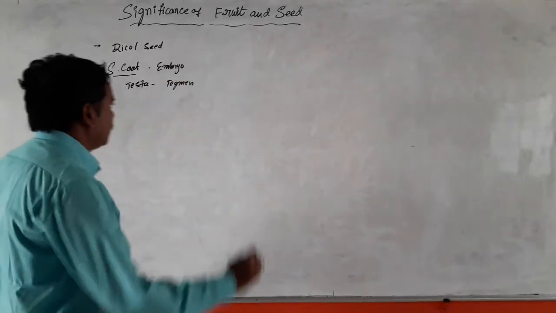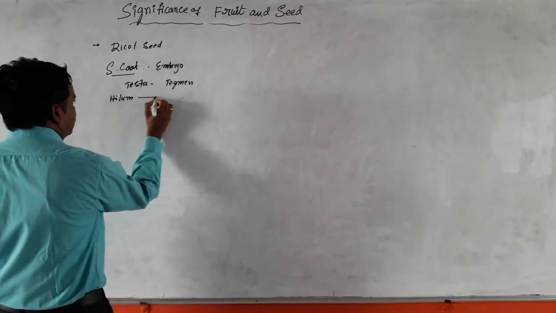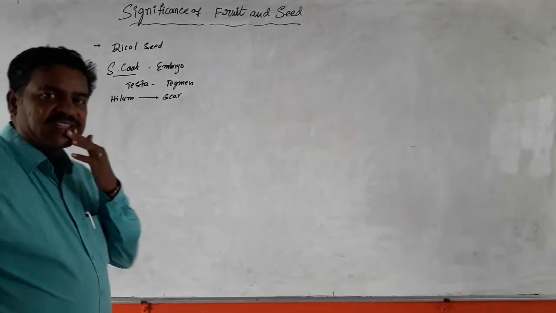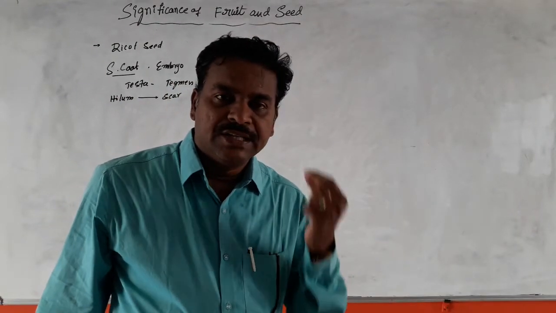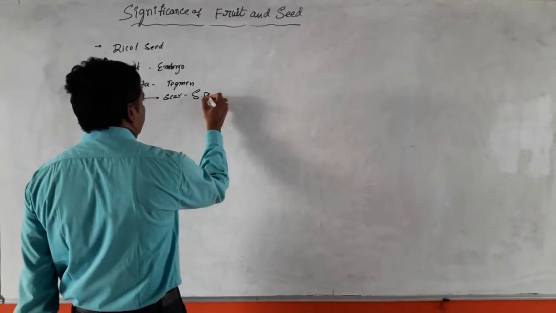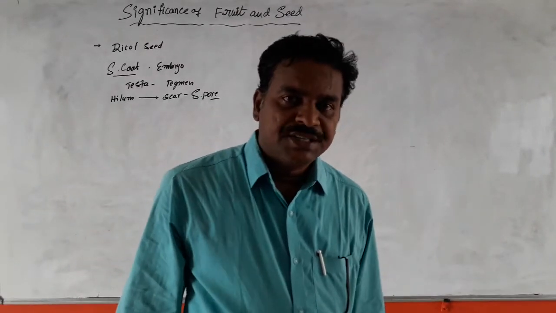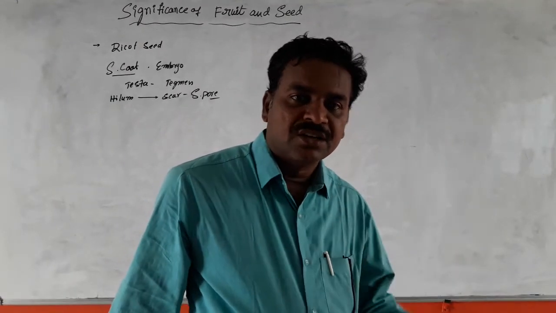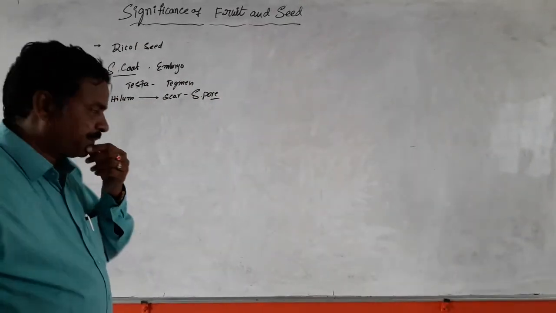At the same time, the hilum present in the ovule develops into the seed scar. Just above the seed scar, there is a minute opening. This opening is called the seed pore. It plays a very significant role in absorption of water, oxygen and moisture, which are required for the germination of the seed. It helps in the seed germination process.